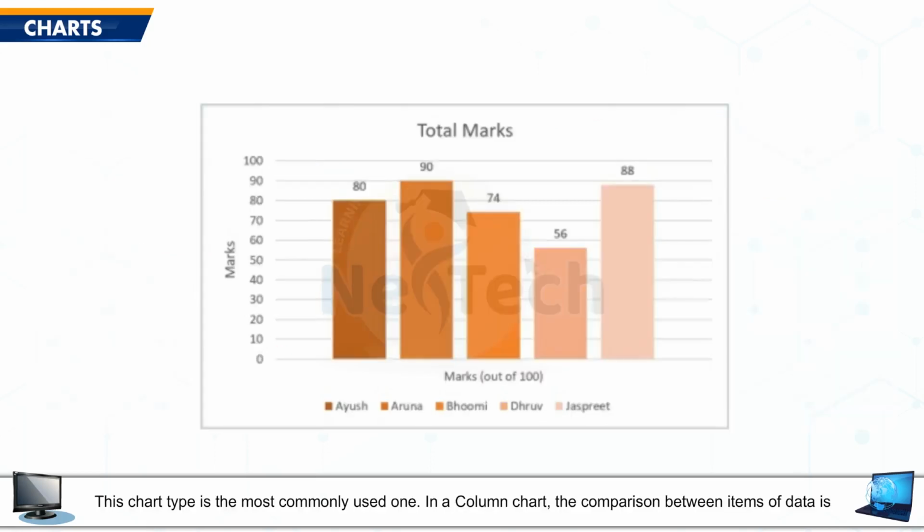Column chart. This chart type is the most commonly used one. In a column chart, the comparison between items of data is represented through vertical bars. In this chart type, categories are arranged horizontally on x-axis and values vertically on y-axis. It shows the changes in data over a period of time.